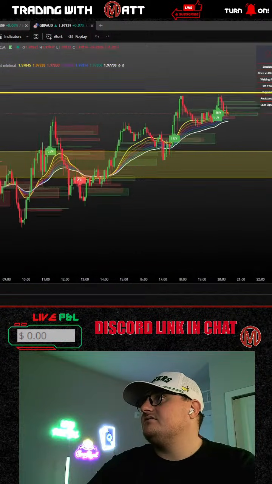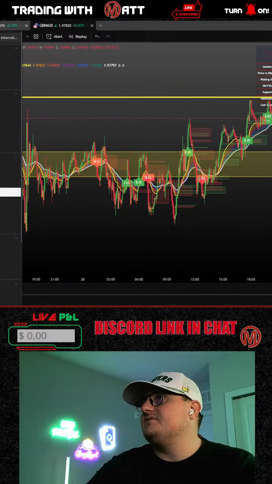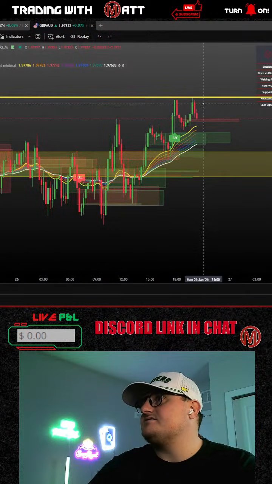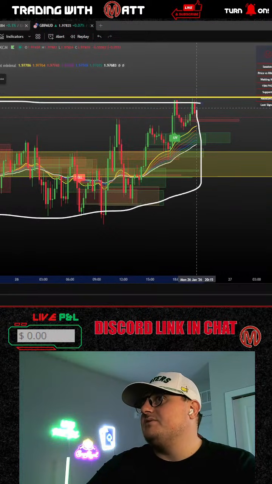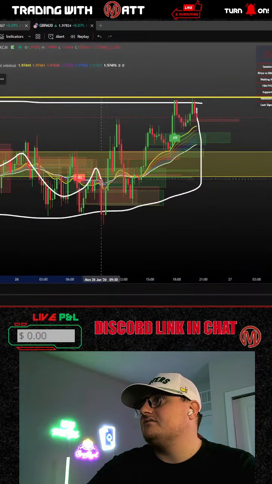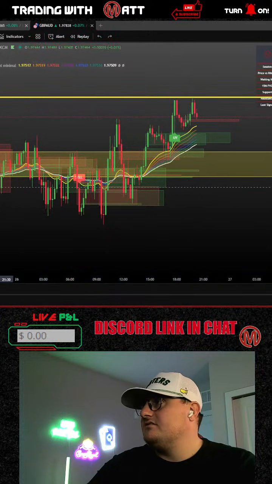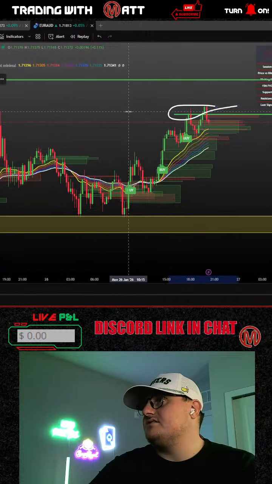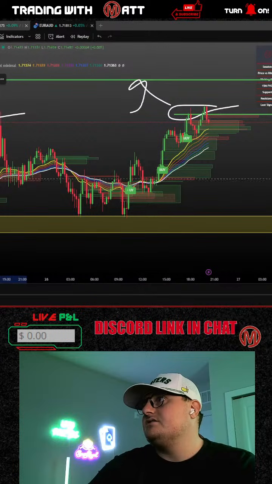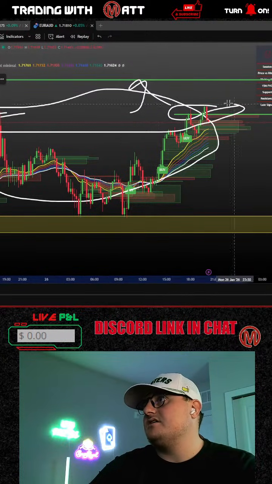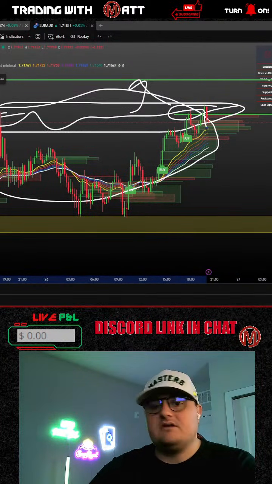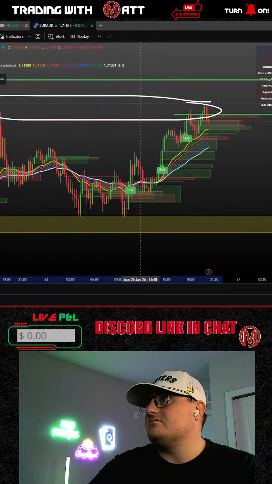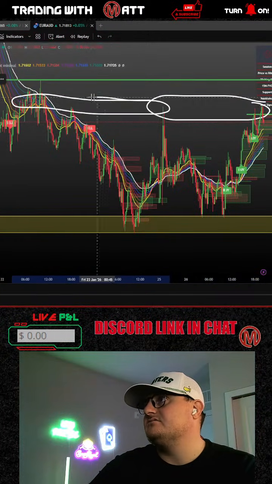GBP AUD. Again, this is a 5 minute, so this is going to look a little different, but same thing. Kind of just sitting in this no man's land. Euro AUD, we thought was going to crush this and head up toward TP1. Instead, we're sitting right at this zone that it can't break. It hasn't been able to break this zone. Going back to here too.